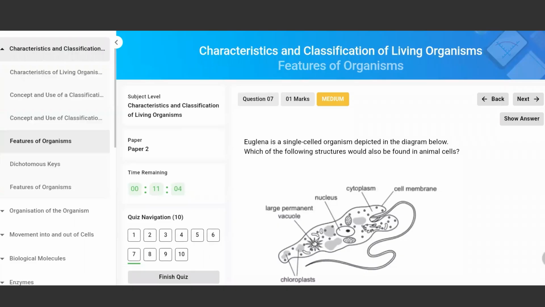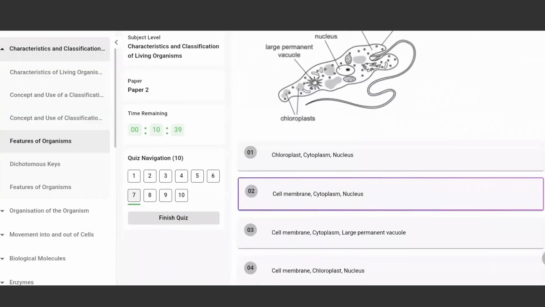All right, so now let's take a look at a few questions from the question bank. So here's our first question. Euglena is a single-celled organism depicted in the diagram below. Which of the following structures would also be found in animal cells? So basically, they're asking you to find the common structures in the euglena as well as in the animal cell. So let's take a look at our 4 answers given here.